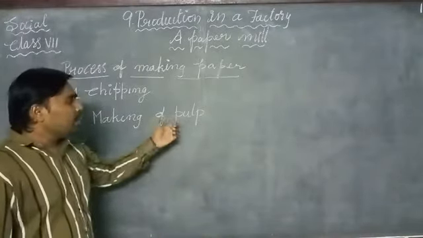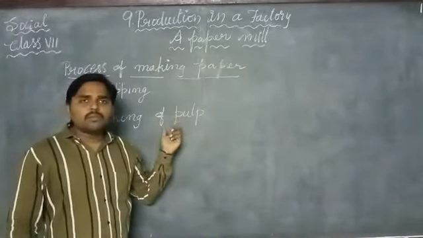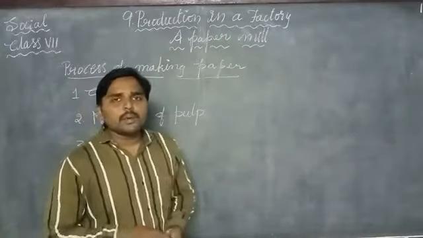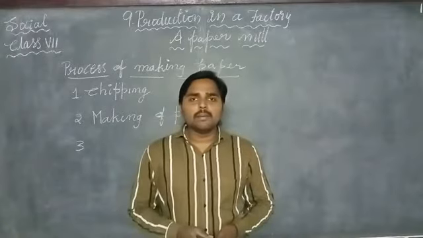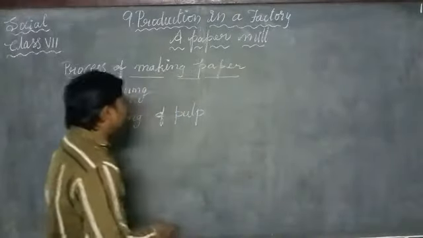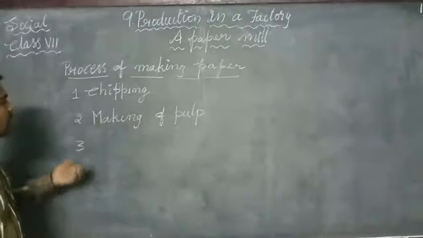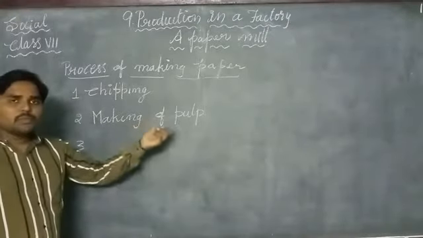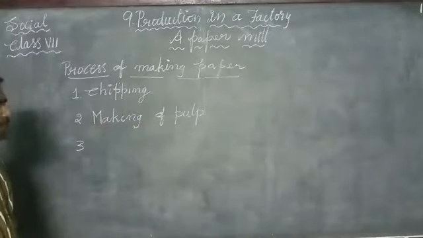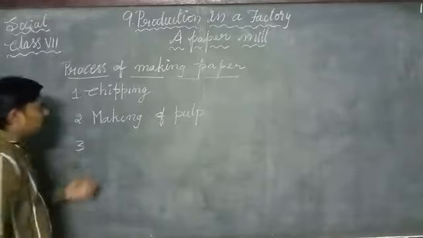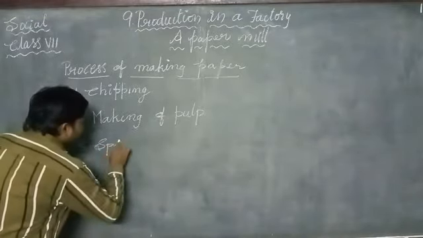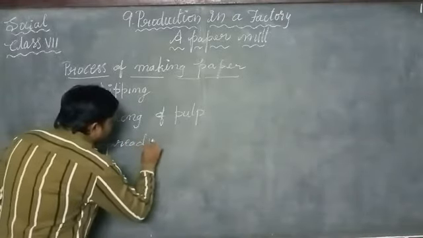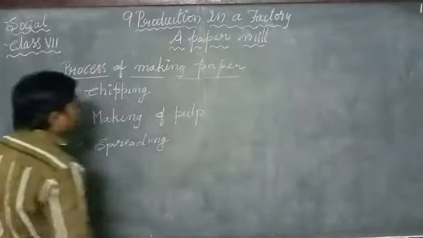At the time of making pulp, they use chemicals to whiten the pulp. After making the pulp of paper, they bring it out and spread it.